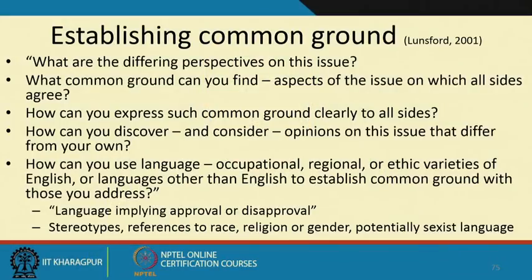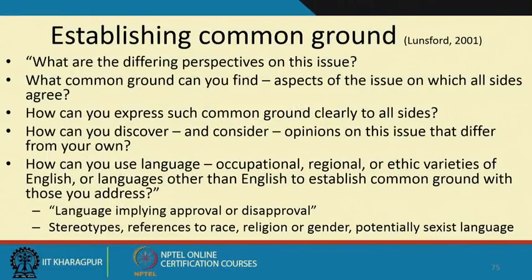Then how do you establish common ground? You find out what the differing perspectives on this issue are. What common ground can you find? You talk about the aspects of the issue on which all sides agree. So despite these opposing points of view, various authors are saying the same thing. One is saying, I was able to do this but not this. The second person is saying, yes, I believe this is true but not something else. The third person says, yes, I believe A is true but not something else.